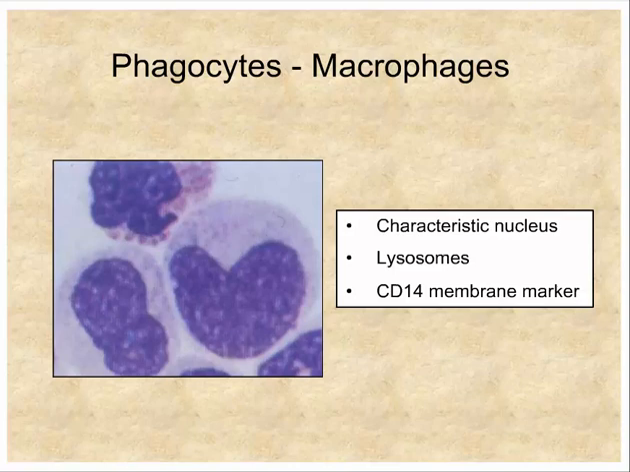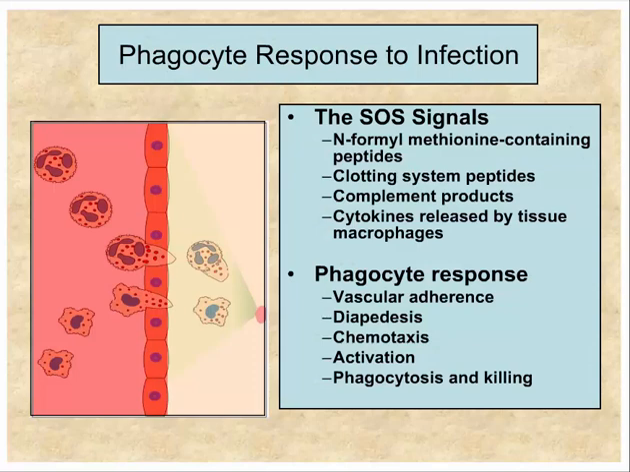The marker that's used to identify these is this marker CD14. So this is an antigen on the surface of these cells, and we can use antibodies to detect that. So CD14 becomes the characteristic marker of macrophages. Okay, so what do these phagocytic cells do? They respond to what are referred to as SOS signals.